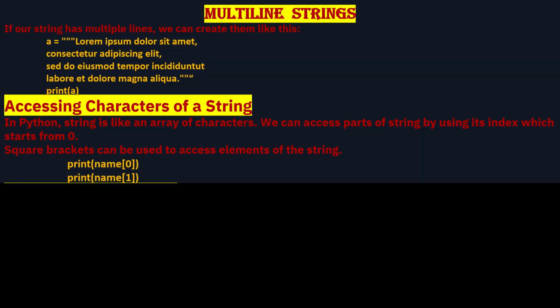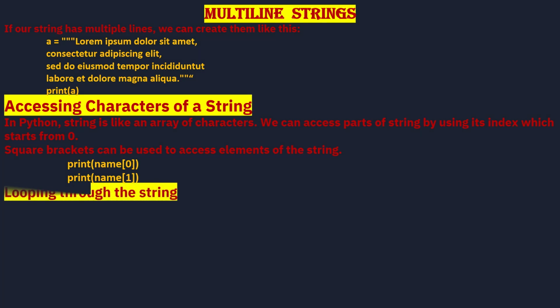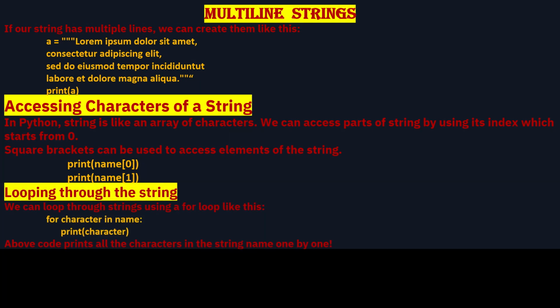Accessing characters of a string. In Python, a string is like an array of characters. We can access parts of a string by using its index, which starts from 0. Square brackets can be used to access elements of the string. print(name[0]). print(name[1]). Looping through the string. We can loop through strings using a for loop like this. for character in name: print(character). The above code prints all the characters in the string name one by one.